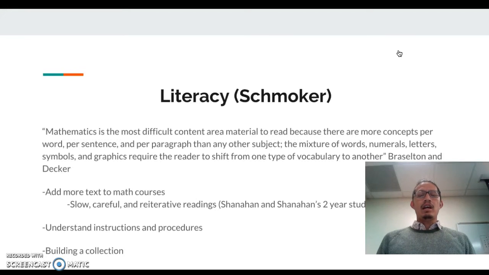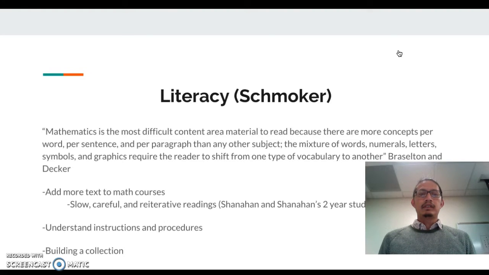To start with, I started with a portion of Schmoker on literacy, and there was an interesting quote from Brazelton and Decker that said, "Mathematics is the most difficult content area material to read because there are more concepts per word, per sentence, and per paragraph than any other subject. The mixture of words, numerals, letters, symbols, and graphics require the reader to shift from one type of vocabulary to another." So I agree with this quote because I do believe that the math is very complex, especially when you write about math.